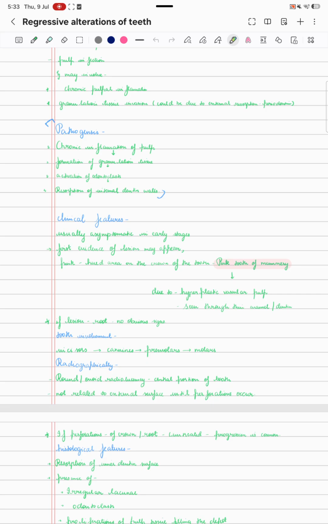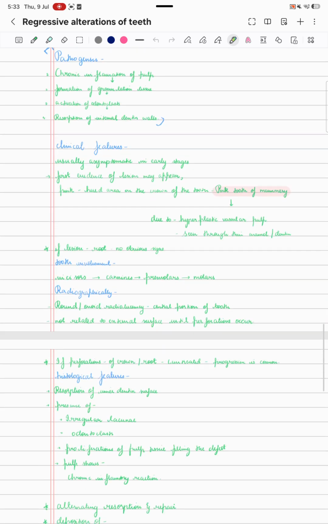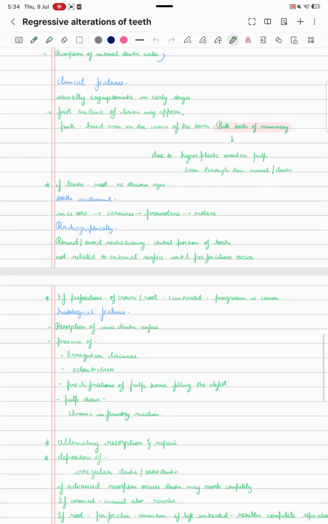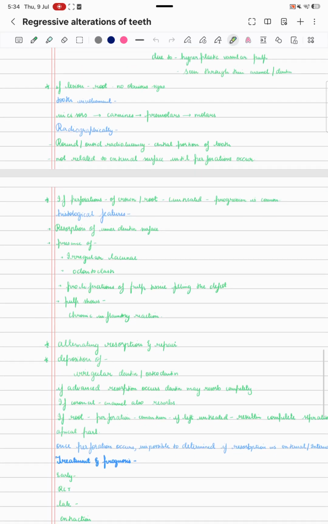Now pathogenesis: chronic inflammation of the pulp leads to formation of granulation tissue. Granulation tissue activates the osteoclasts. Osteoclasts resorb the inner surface of the tooth, that is the internal dentinal walls, which leads to the hyperplastic pulp, and the enamel becomes thinner and thinner and the tooth becomes more pink, and it is usually asymptomatic. The pink hued area on the crown of the tooth is called pink tooth of Mummery, due to hyperplastic vascular pulp seen through thin enamel. If the lesion occurs at the root, there are no obvious signs.